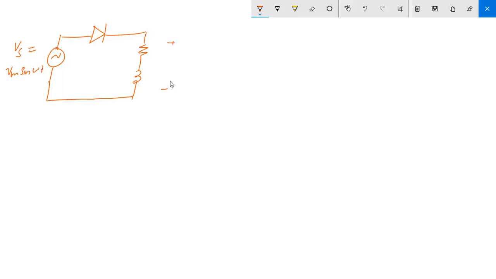Let us discuss one more load. Again a single phase uncontrolled rectifier, but this time we are going to use RL load. So what happens with the RL load? Vs is again Vm sin omega t. Again we have to draw the waveforms of V naught, Vd, and my current I naught.